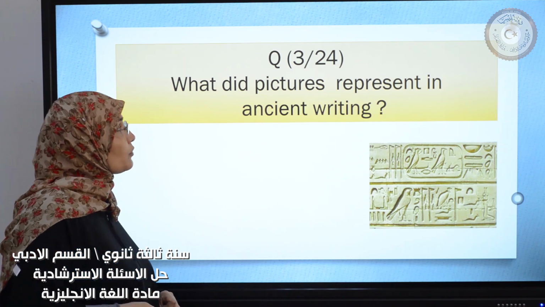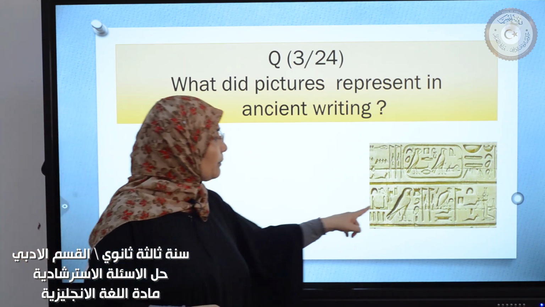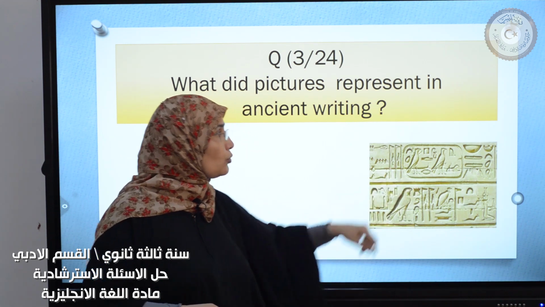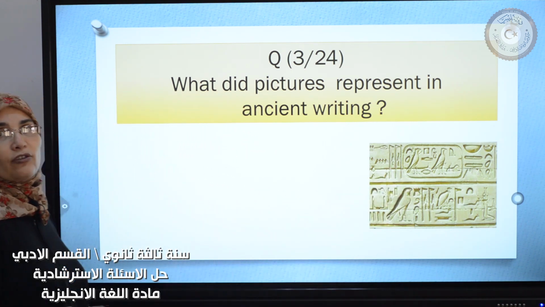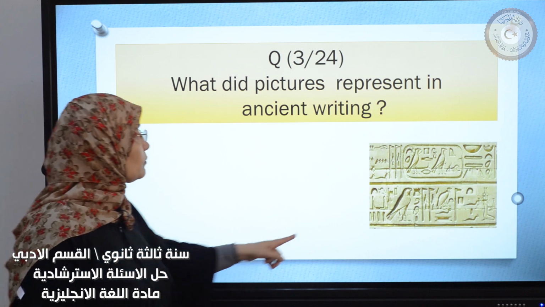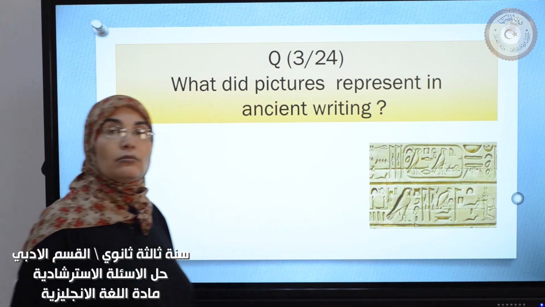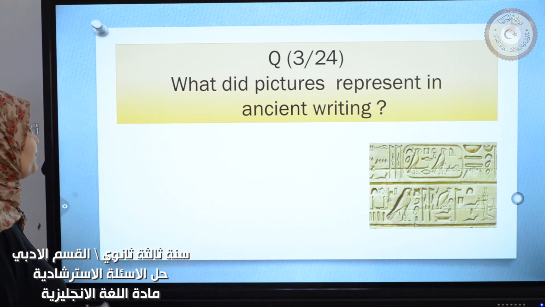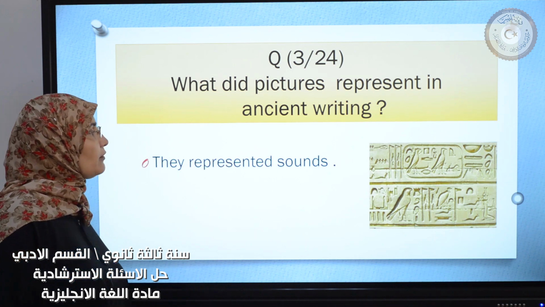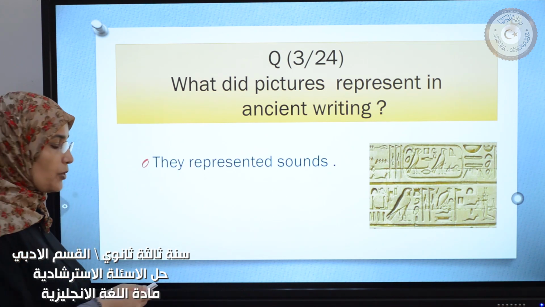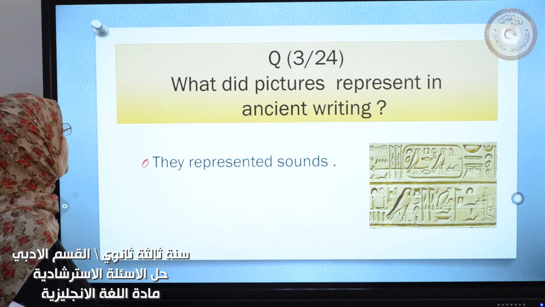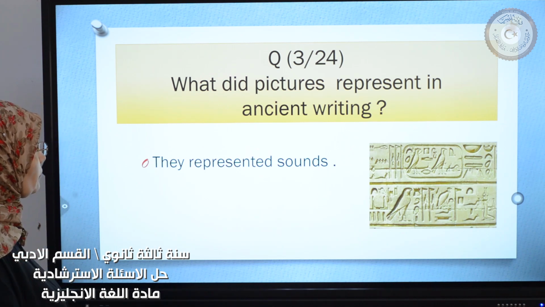What did pictures represent in ancient writing? Okay, so what did they represent? For example, the bird. Okay, let's see. They represented sounds. They represented sounds. Okay.